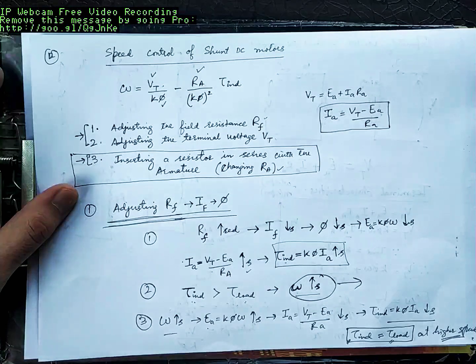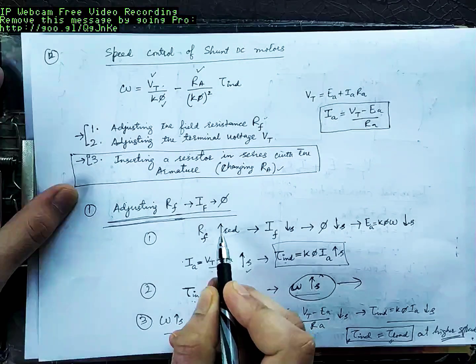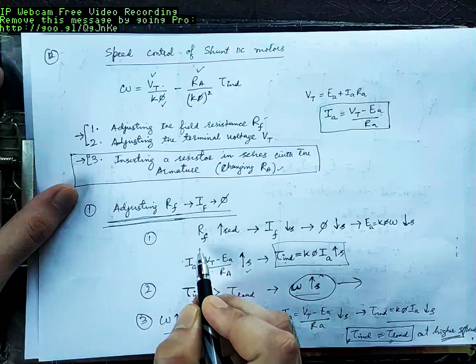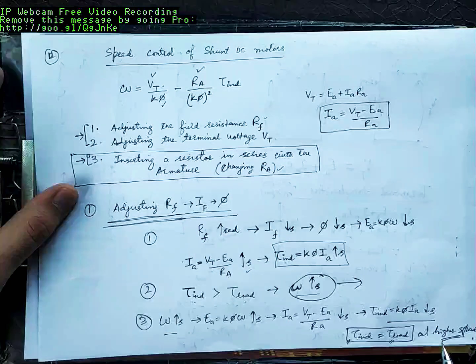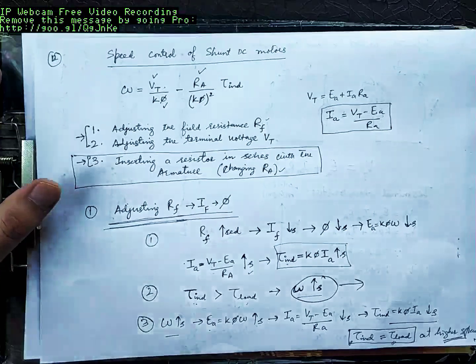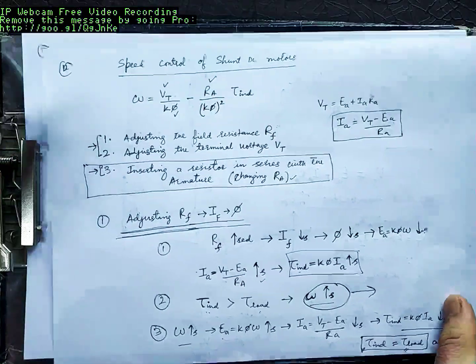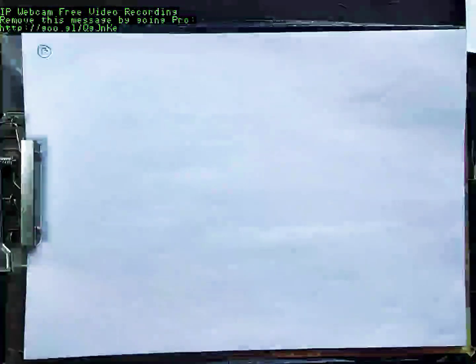If we want to decrease the speed of this motor, we have to decrease this RF. When you decrease field resistance, current will increase, flux will increase, and the things will repeat themselves till the motor is running at a lower speed. Fine? Okay. This was the method of speed control by changing the flux.